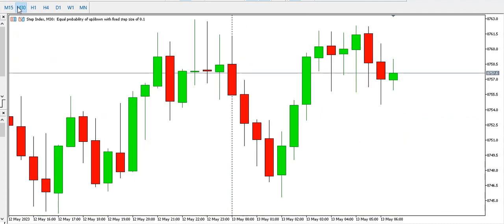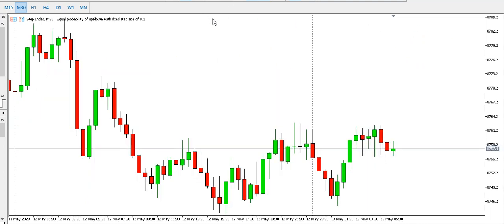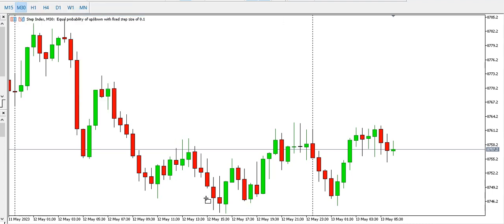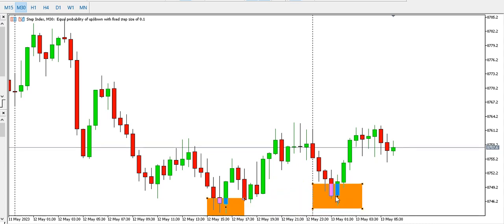Let's look at the 30 minutes time frame. There's something we can see. On the 30 minutes time frame, you can see this bottom, this bottom, and this bottom. This low is higher than this low, but it's still a range.